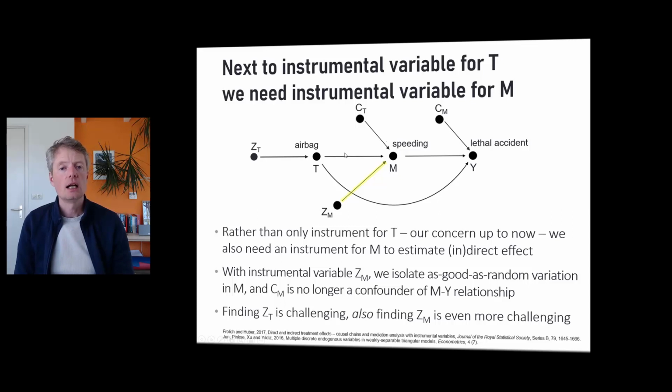And now we do not only need an instrument for the treatment, T, but we also need an instrument for this mediator, speeding, right? And those two instruments should also not be related to each other. In practice, this is not too likely to work. Finding two such instruments is, in most contexts, too difficult a task.